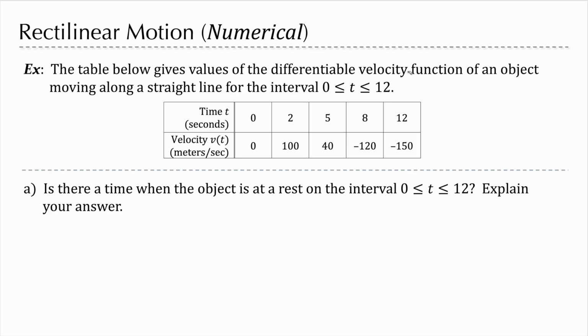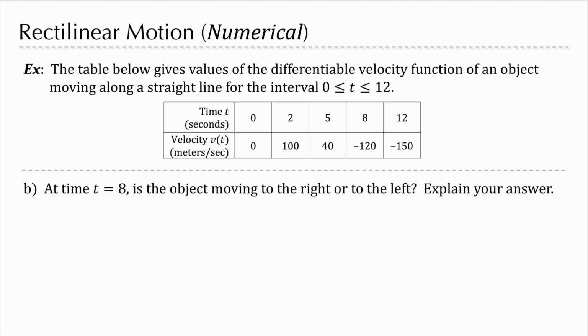Because remember, this is a differentiable function, so we know it's continuous. So obviously, if we had positive values and then negative values, there was some instant in time, I don't know exactly where, but somewhere between time 5 and time 8 that it equals 0. So we would just say, yes, that'd be the case, and the explanation, of course, would be some time between those two time periods. So we just say between t equals 5 and t equals 8 seconds. Now, of course, the explanation that you would write out would be because the velocity changed sign.